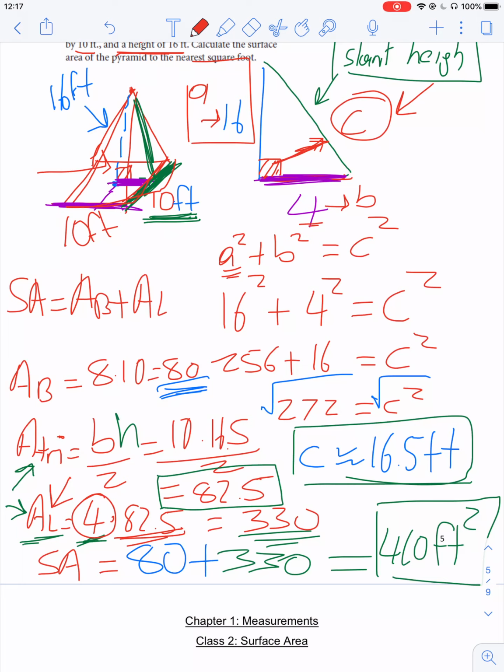If it's a rectangular base, then it becomes tricky. I don't want to get into the details of that because you're essentially going to have to do the Pythagorean theorem again over here. You're going to find a new slant height, and then find the area of the triangle, multiply by 2, find the area of another triangle, multiply by 2, and then add everything together. That's how you would do this question. But that's just not the point.